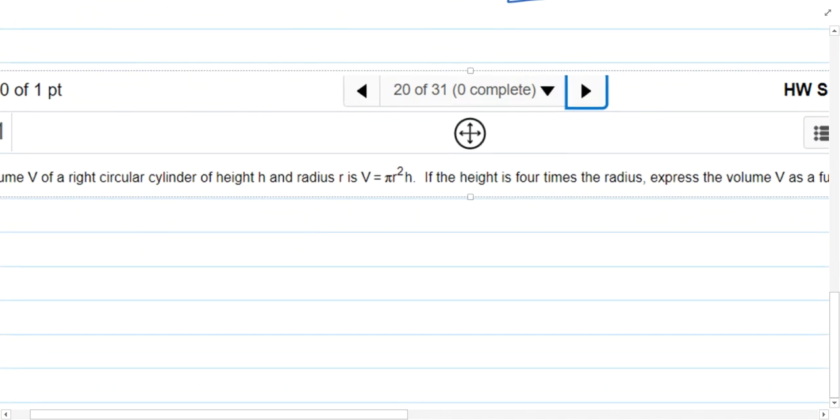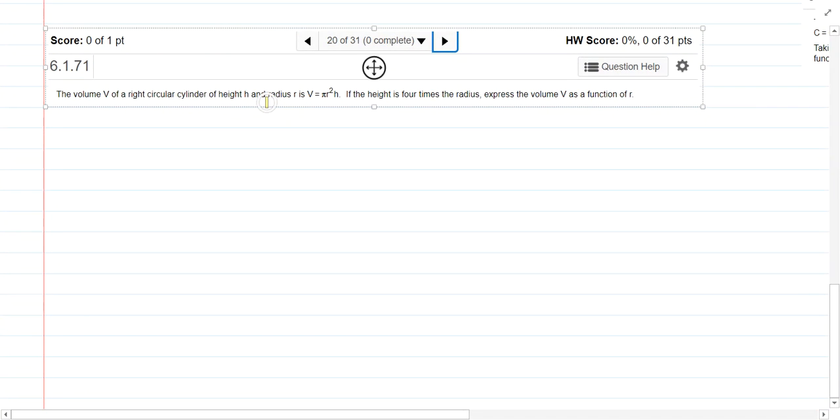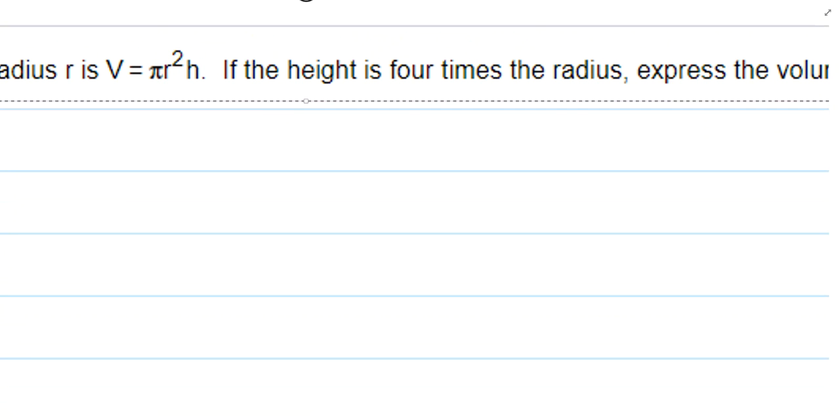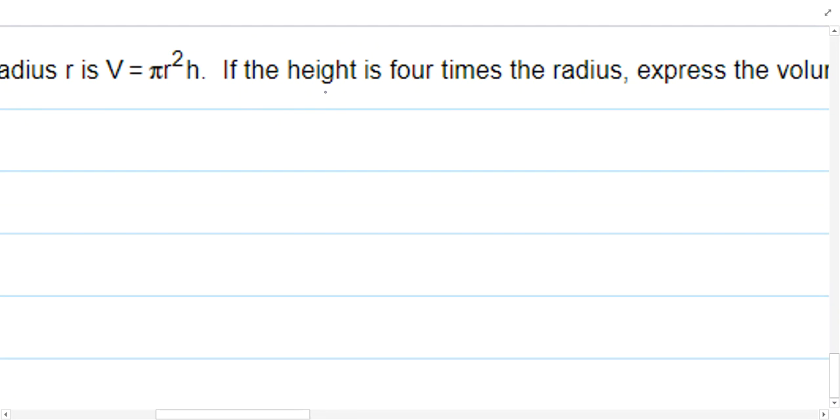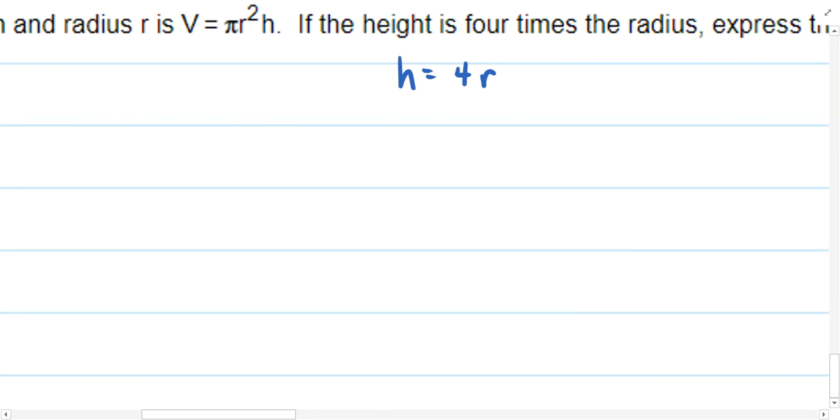And moving on to number 20, the last in this little group. The volume of a right circular cylinder of height h and radius r is given to us by this formula. The height, this is kind of interesting, is going to be 4 times whatever the radius is. Can we express the volume V as a function of r?